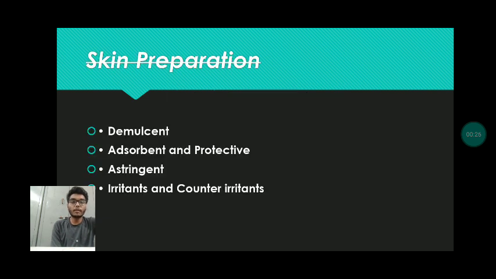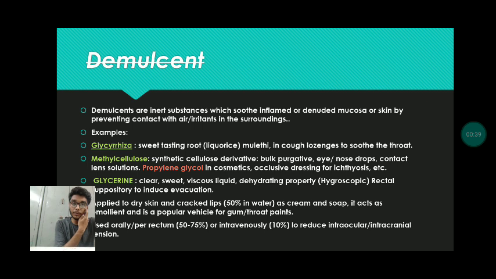Skin preparations. There are various types of skin preparations, of which the first is demulcents, the second is absorbents and protectives, the third is astringents, and the fourth is irritants and counter irritants. Demulcents are inert substances which soothe inflamed or denuded mucosa or skin by preventing contact with the air or irritants in the surrounding.